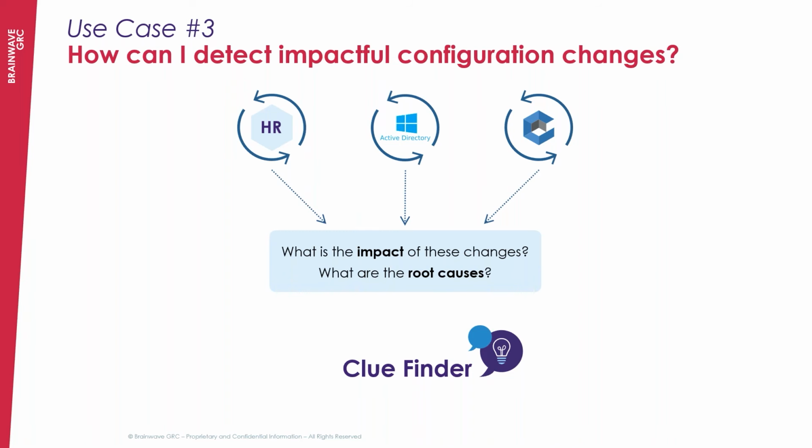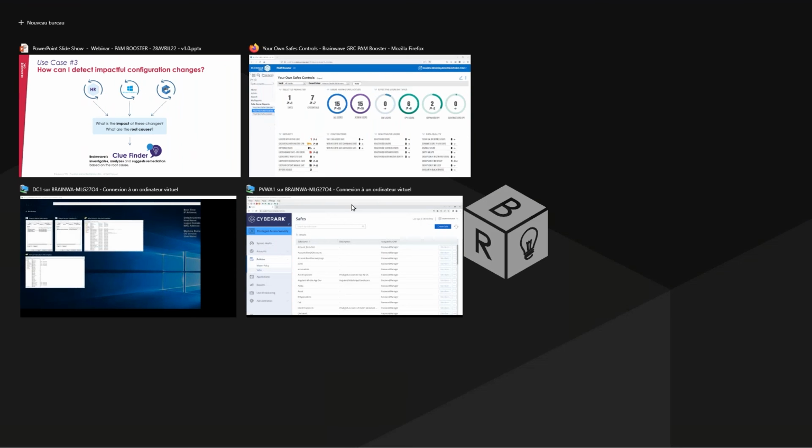All the systems that you see at the top of the slide here, so the identity context, the Active Directory, CyberArk, are managed by different teams. And each of these teams can work very well within the scope of their responsibilities, but they can also apply some changes and create risk without knowing it. So this is why we created Clue Finder, to highlight the riskiest situations caused by these changes and to provide you a ready-to-use analysis with root cause and suggested remediations. So let's switch to my demonstration platform.